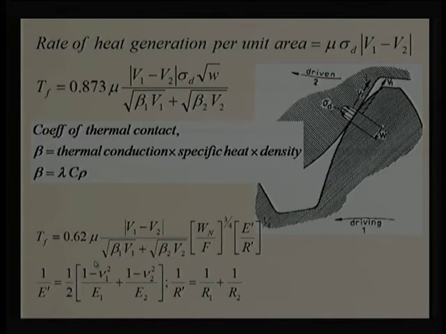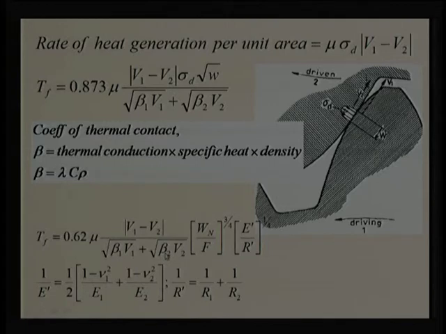And in addition, what has been mentioned over here is B1, beta 1 and beta 2. That beta 1 and beta 2 can be defined as the coefficient of thermal contact: the coefficient of thermal contact for surface 1 and for surface 2, that is beta 1 and beta 2.